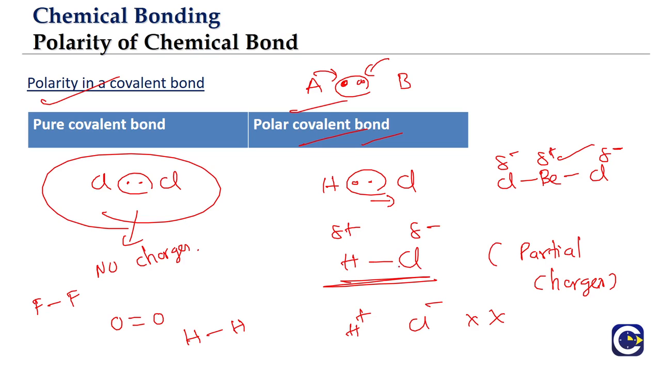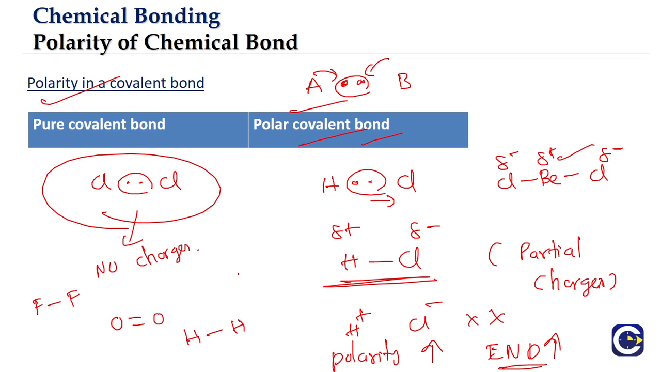One thing we need to keep in mind is that the polarity in the bond will increase with the electronegativity difference. Between the two atoms, if the electronegativity difference is increasing, then the polarity of that particular bond also will be increasing. It becomes more polar.